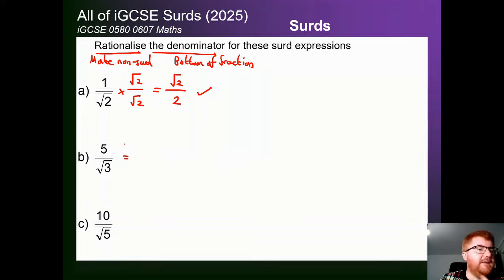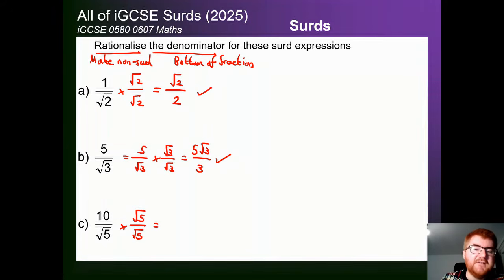Now, b works in exactly the same way. All we do is take our fraction and multiply this time by root 3 divided by root 3. Then we just use normal fractions. 5 times root 3 is 5 root 3. Root 3 times root 3 is just 3. And we're done. Next question. Now we do it by root 5 over root 5. That gives us 10 root 5. Root 5 times root 5 is equal to 5.